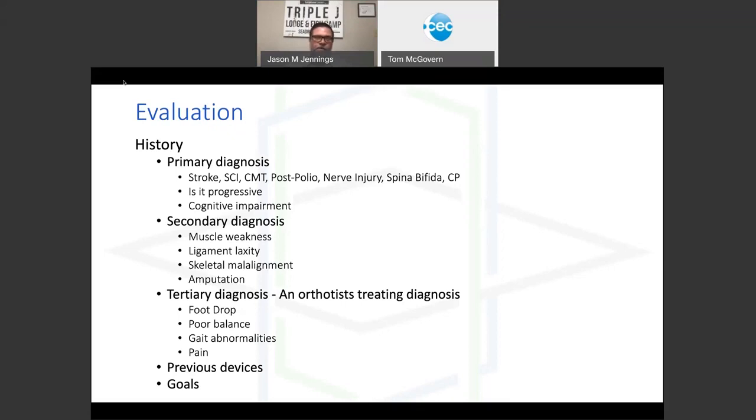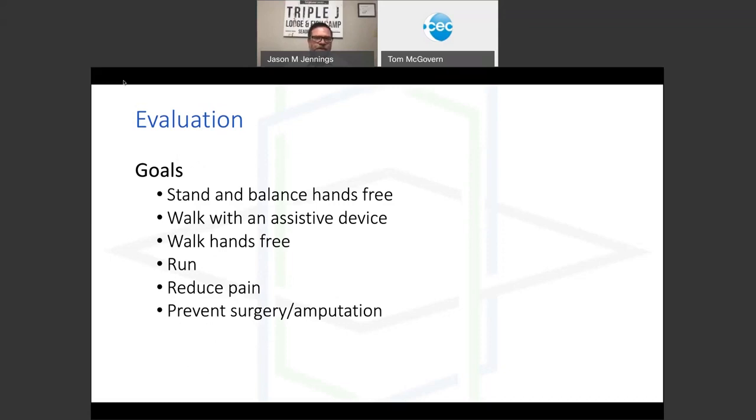And also additionally, what are their goals? We need to try to determine that so that we can design an orthosis to help them meet those goals. Some of their goals might be to stand and balance hands-free, walk with or without an assistive device, to walk hands-free. Does the patient want to be able to run? Are they just trying to reduce pain? Are they trying to prevent surgery or amputation?